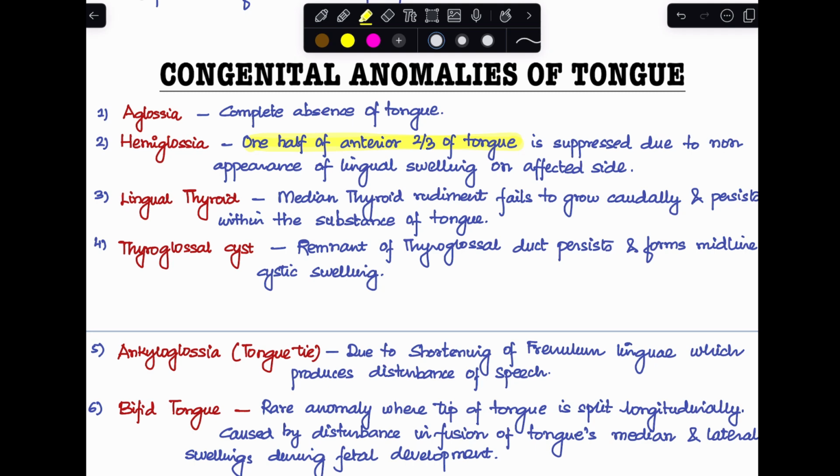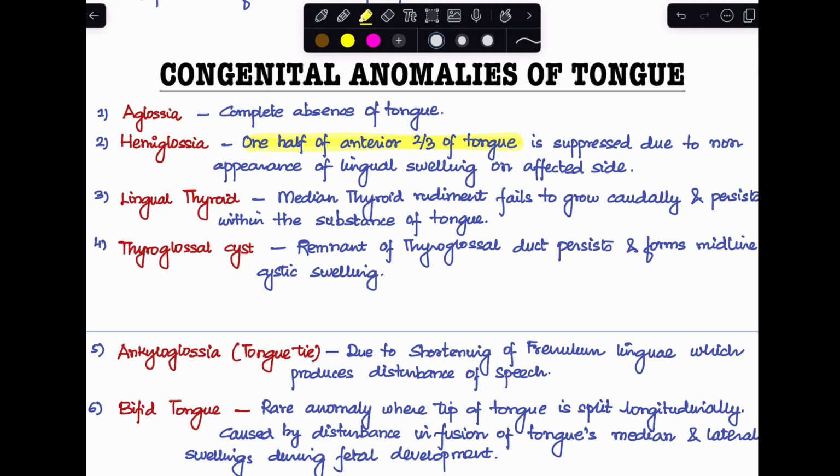Third one is the lingual thyroid. Lingual thyroid is a very important short note, and you can also get some clinical cases in your PG. I'll talk about it completely in a separate video, but just to give you an overview, why does the lingual thyroid form? When the median thyroid rudiment fails to grow caudally and persists within the substance of the tongue, it leads to the formation of the lingual thyroid.